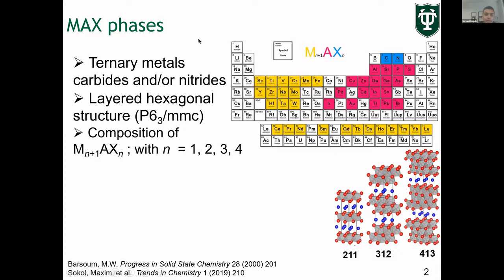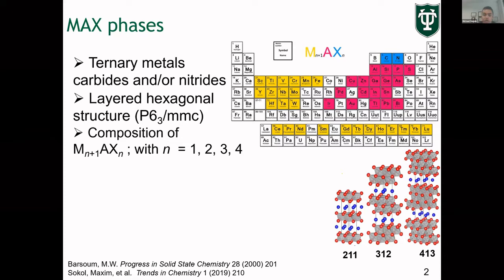Let's see if I can have the laser pointer. Okay, never mind. So we have single block transition metal carbide, and those single blocks are interleaved with the A metal layer. If n equals 2, we have double blocks. If n equals 3, triple blocks. And very recently, Yuri's group from Drexel now have n equals 4 and even higher.